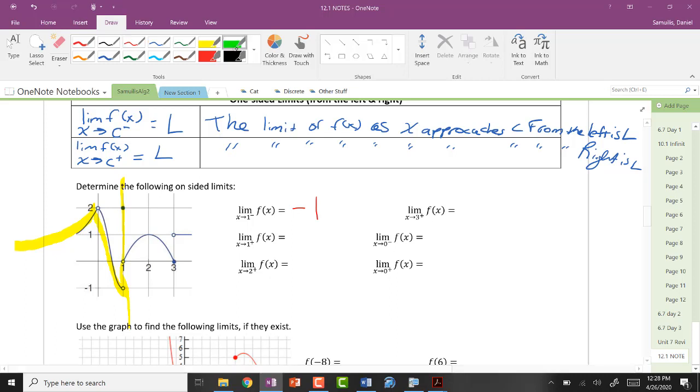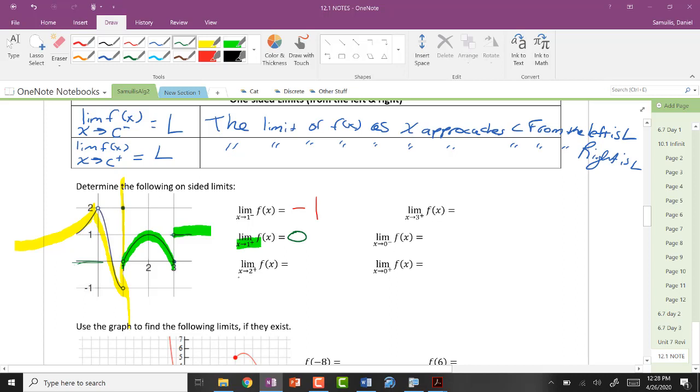Okay, well, what if I'm approaching it from the right? It's going to be different in this problem. So as I'm approaching it from the right side, I'm just following the graph. As I'm coming from the right and I'm headed towards the 1, my limit is now 0. All right, so there's my y value of 0. And that's how that works.